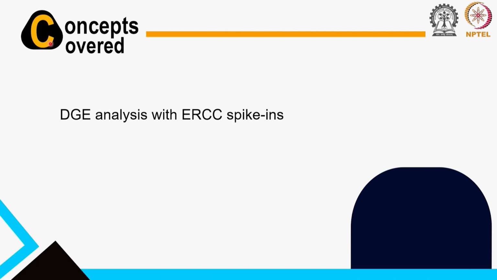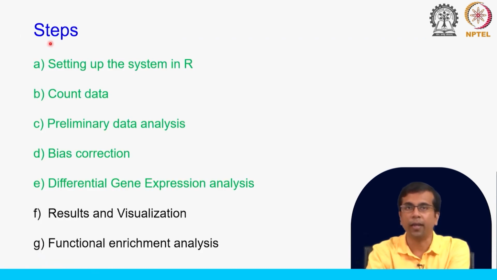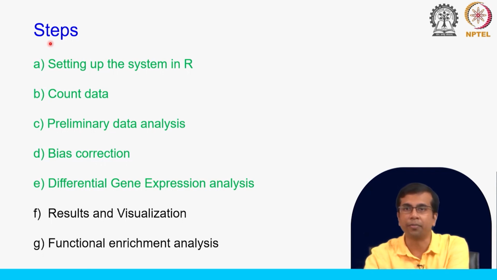We will be working with DGE analysis where the data contains these ERCC spike-ins. Okay. So, again the steps, we have completed the first few steps that are shown in green, right. So, we have been actually working on the differential gene expression analysis. We have done the first differential gene expression analysis using DESeq2. Today, we are going to use the ERCC spike-in data to do the same analysis and see if we get similar results or not. Okay.